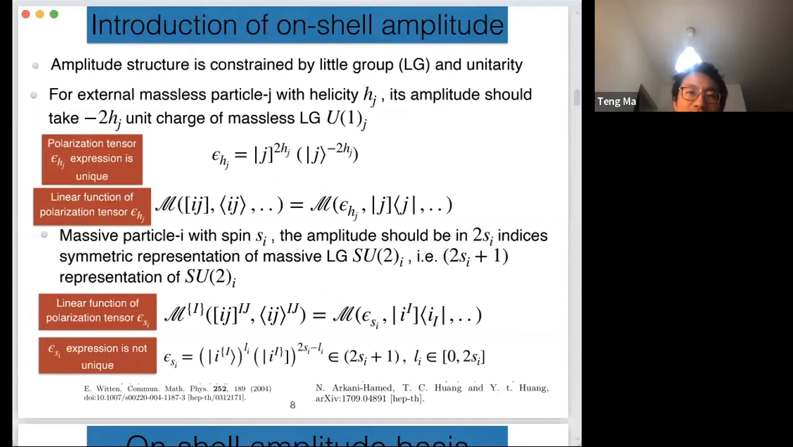Okay. Amplitude construction doesn't refer to the Lagrangian. Actually, consistent amplitude structure is constrained by the little group symmetry and unitarity. For the little group symmetry, if the helicity of the external massless particle i is h_i, its amplitude should take minus 2h_i unit charge of the little group symmetry U(1)_i. If we define the polarization tensor epsilon of h_i, which takes the same little group U(1)_i charge as the amplitude, we can find that it can be uniquely expressed in this form. This is for positive and this is for negative helicity.